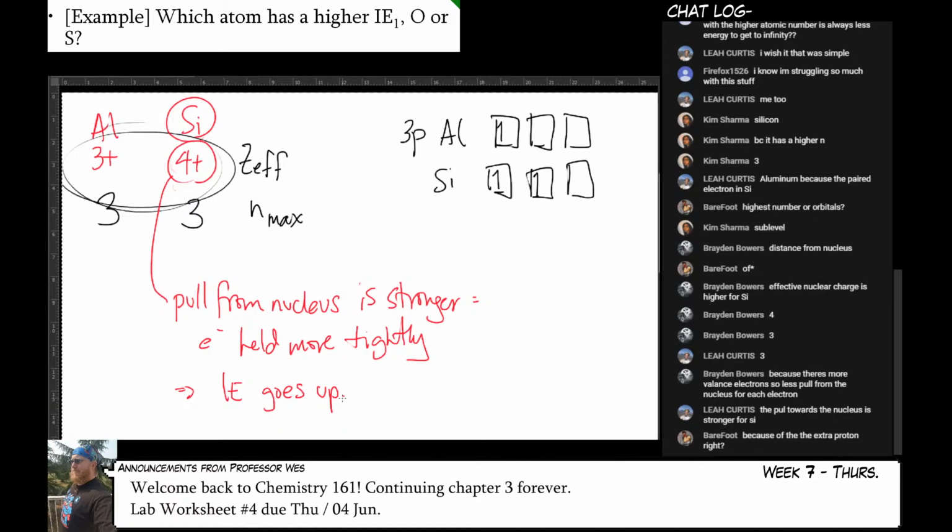And it's because of the extra proton between aluminum and silicon. That's right. Now, if there were more valence electrons, which there are in silicon, and there was less pull from the nucleus for each electron, then we would see the opposite effect. But that's not what we see. What we see is that ionization energy is higher, so the Z effective must matter more than just adding more electrons. So be careful.